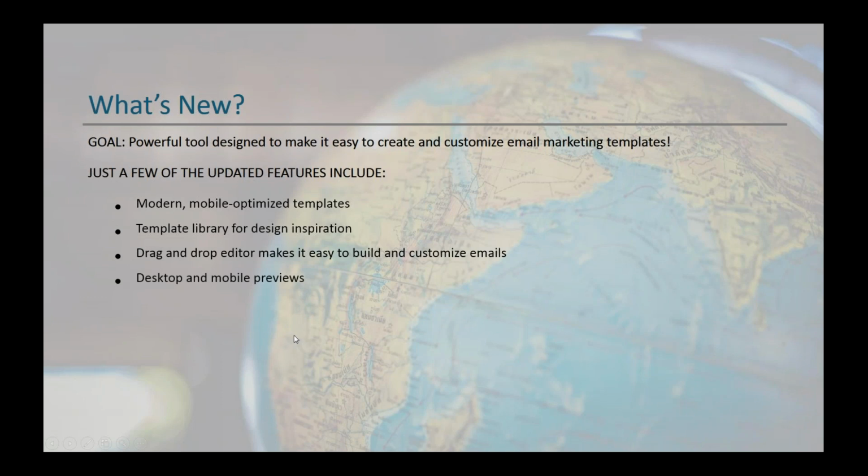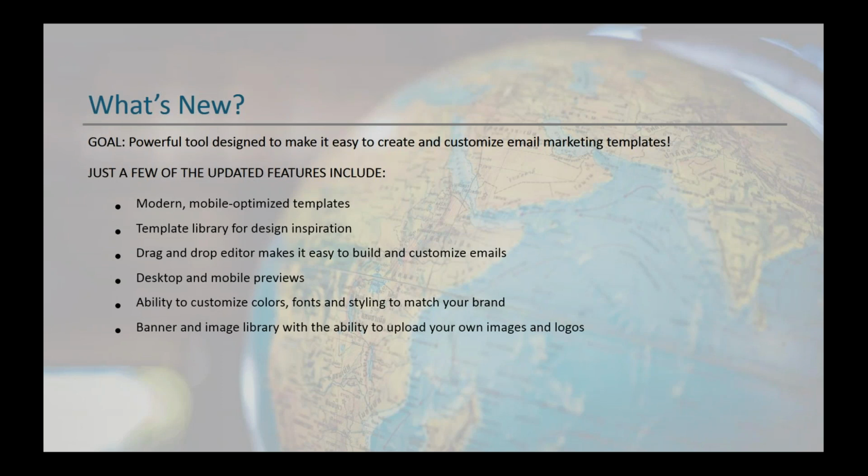You can now preview your email in both desktop and mobile previews, which is really helpful. You have the ability to customize colors, fonts, and stylings to perfectly match your brand or the email theme. And then there's also a banner and image library with the ability to upload your own images and logos to take that customization even further. Basically, these were all the things that people were asking for over the years, and we were able to put them all together to make this really powerful tool.